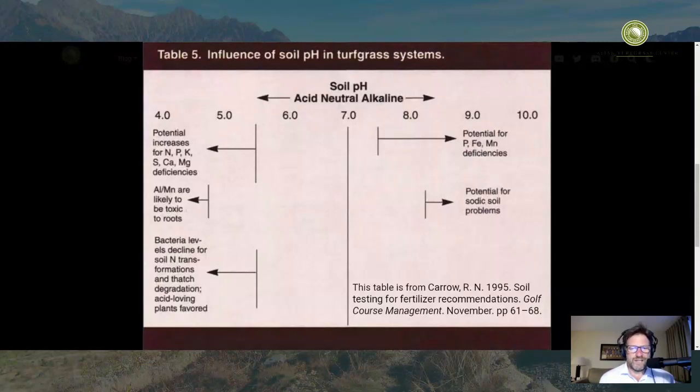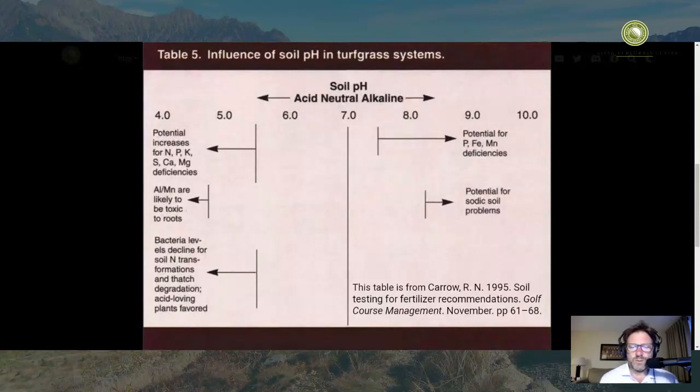Going on to the third thing, which is also something I mentioned. The third thing was bacteria levels decline below a pH of 5.5. So it's showing an arrow below 5.5 and says bacterial levels decline for soil nitrogen transformations and thatch degradation. Acid-loving plants are favored. And so that's basically saying for the soil microbial activity and the breakdown of thatch and nitrogen mineralization, you want to be at 5.5 or above.